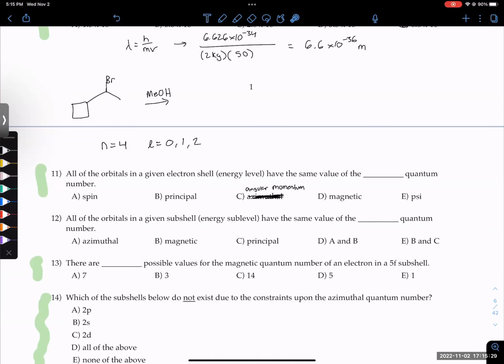So what the n value is just talking about is the energy level at which the electrons reside, okay? So you can have it in the first shell, second shell, third shell, fourth shell, etc.